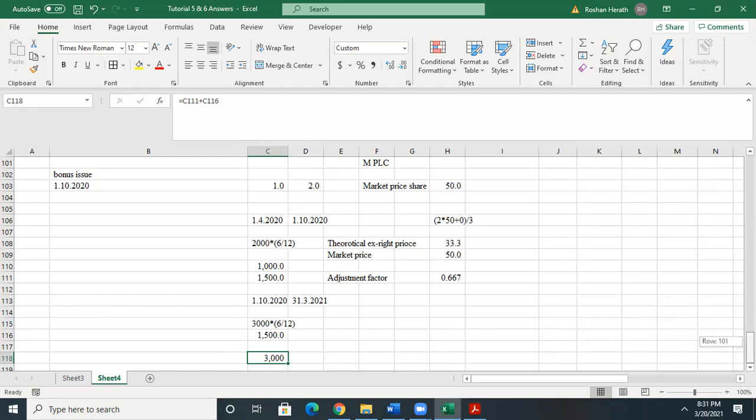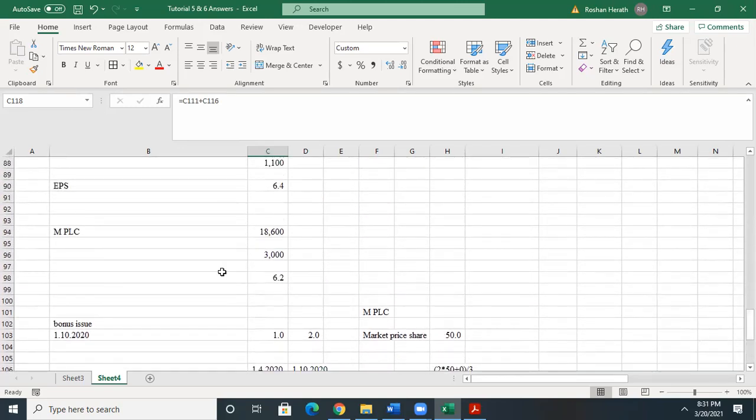There's no point of taking that much of effort. So therefore, if you see a bonus issue, just add it. Just add it, right? Okay. Hope it is clear. Got it?